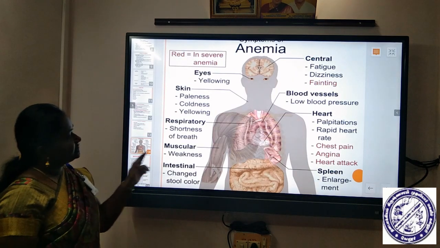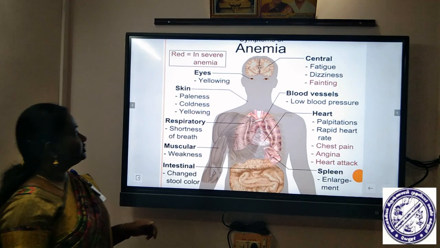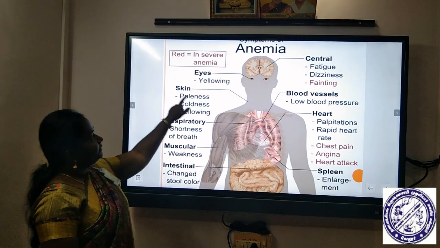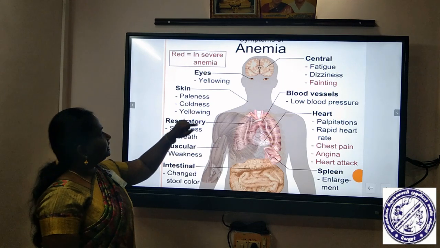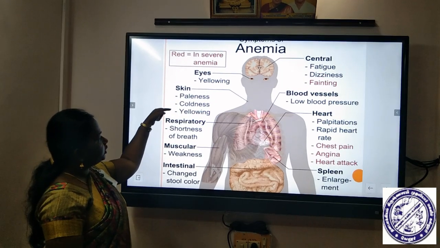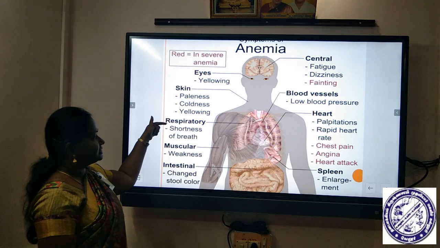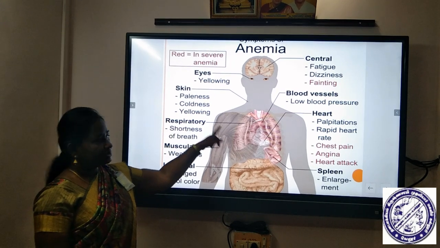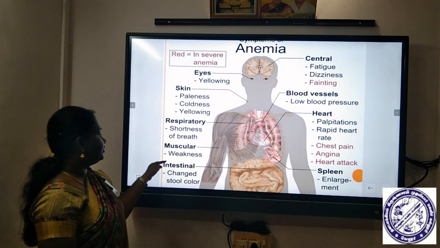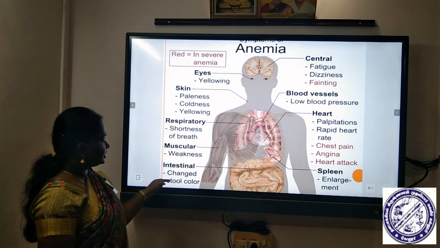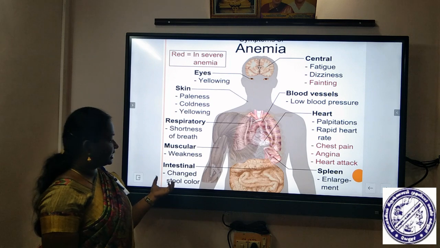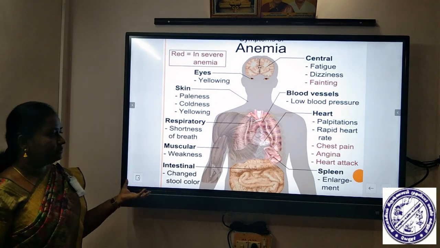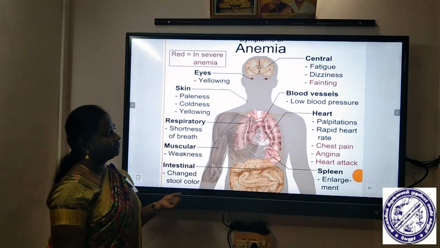So here there is a pictorial representation of how severe the anemia will be. In the eyes there will be yellowing in color, the skin will be pale, with coldness and yellowing. In the respiratory system, shortness of breath, as there is insufficient oxygen carried to the lungs, muscular weakness, and intestinal changes in stools. The color of the stool will be different. Usually it will be yellow, but pale stools will be noticed.